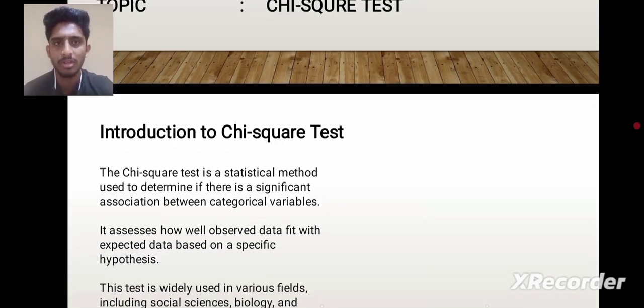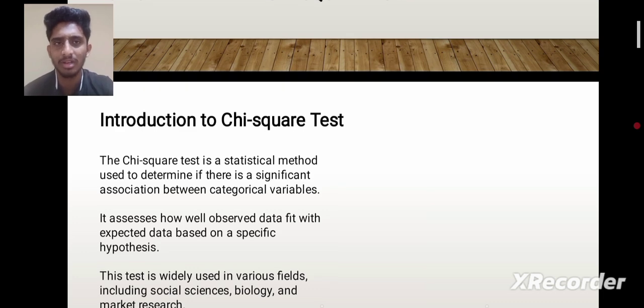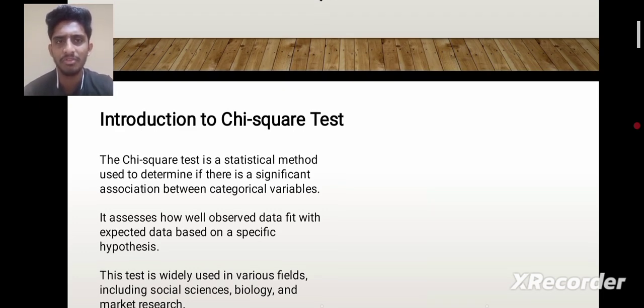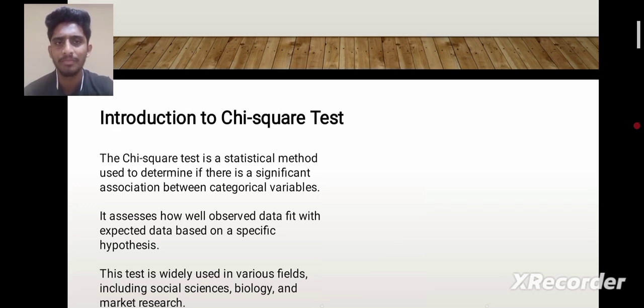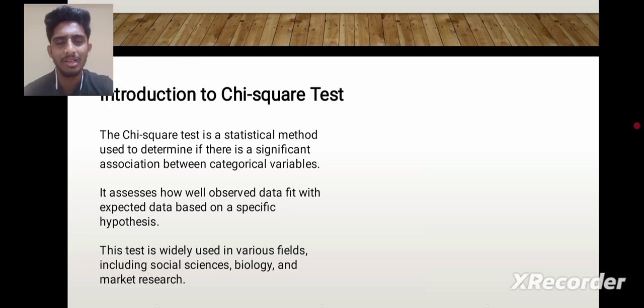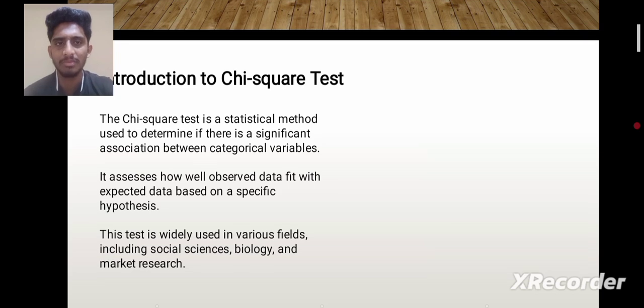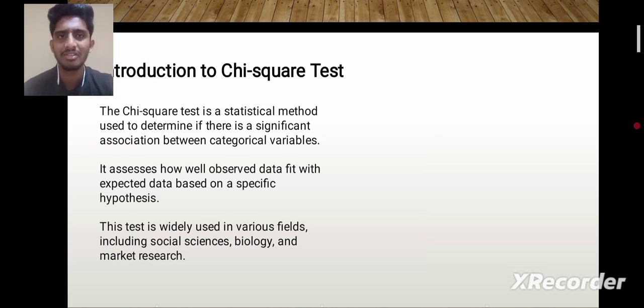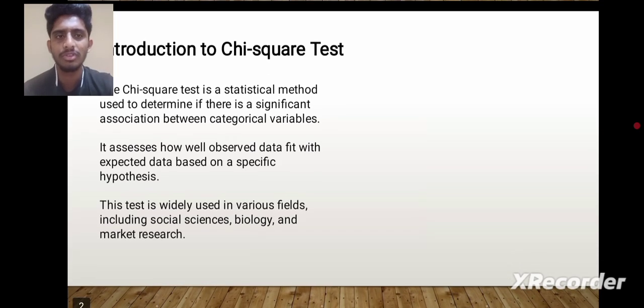Introduction to chi-square test. The chi-square test is a statistical method used to determine if there is a significant association between categorical variables. It assesses how well observed data fit with expected data based on a specific hypothesis. This test is widely used in various fields, including social science, biology, and market research.